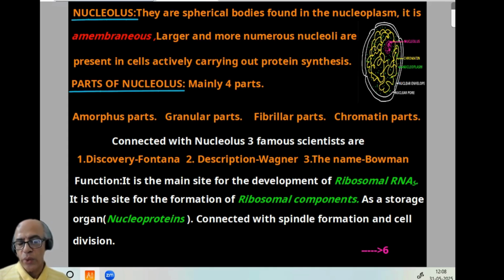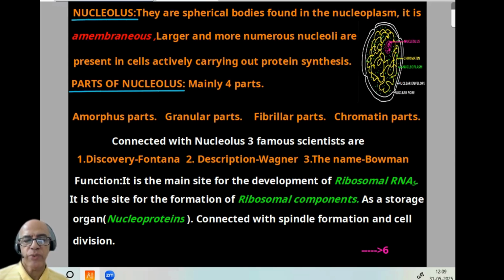Connected with the nucleolus, 3 famous scientists. Many are there, but I just mentioned 3 names. The initial discovery is connected with the scientist Fontana, the description is by Wagner, and the name is connected with the scientist Bowman.